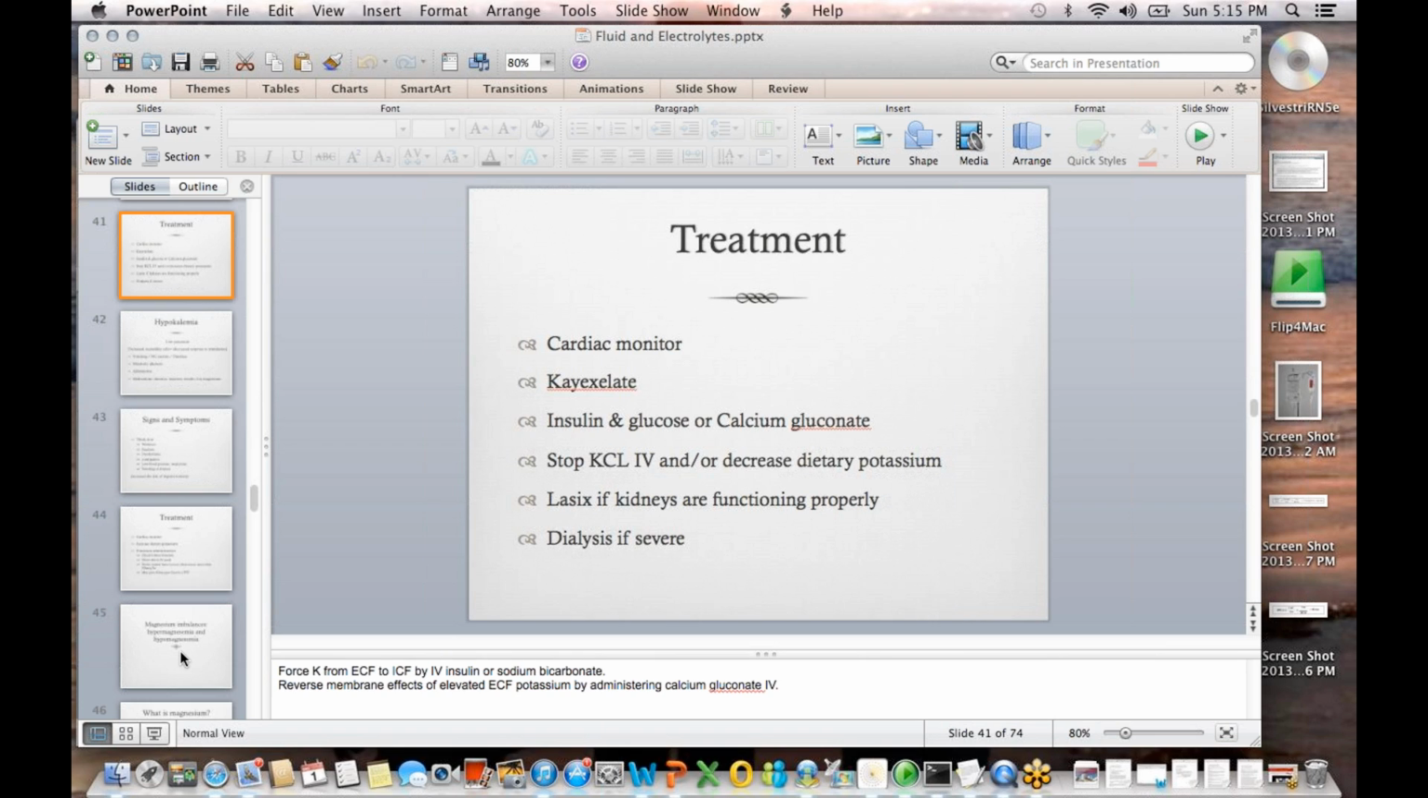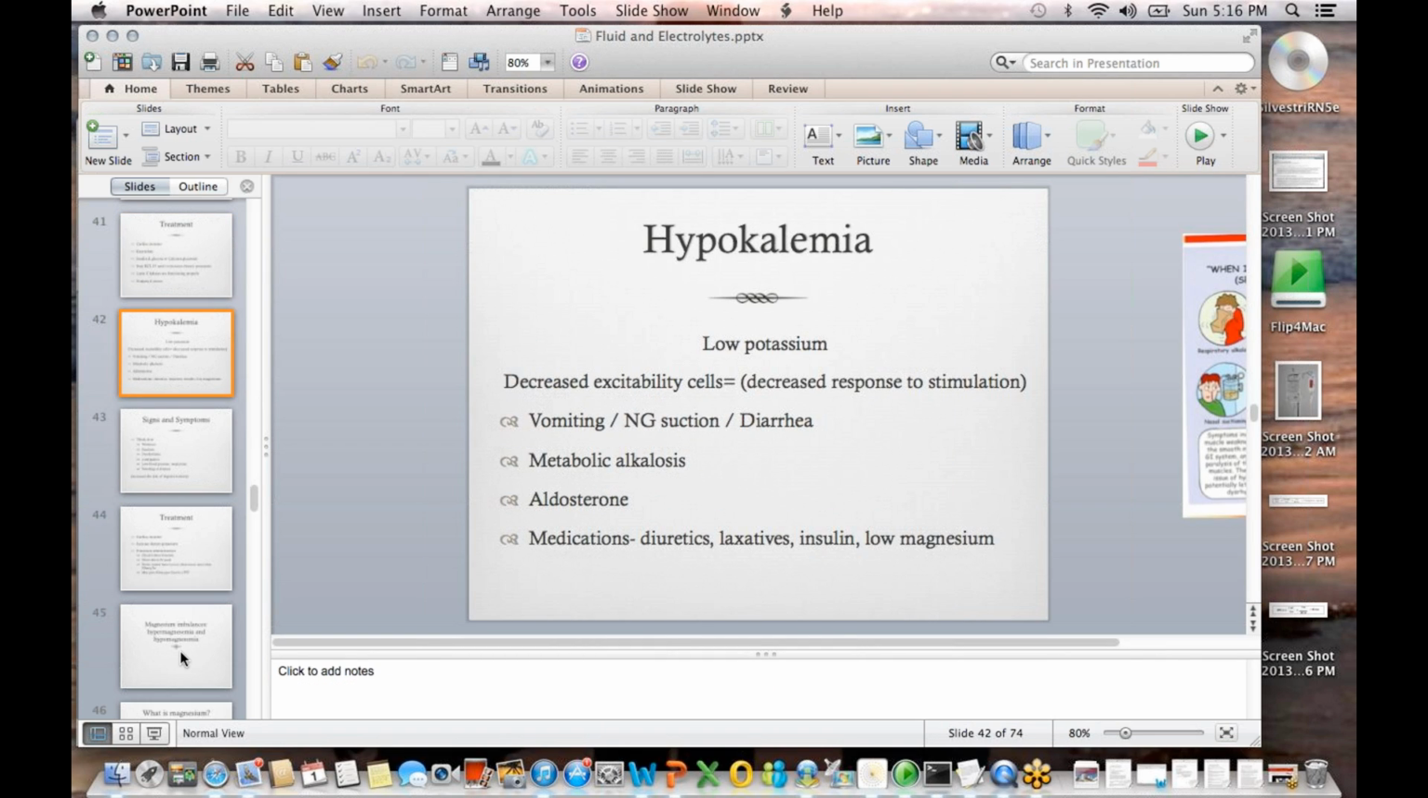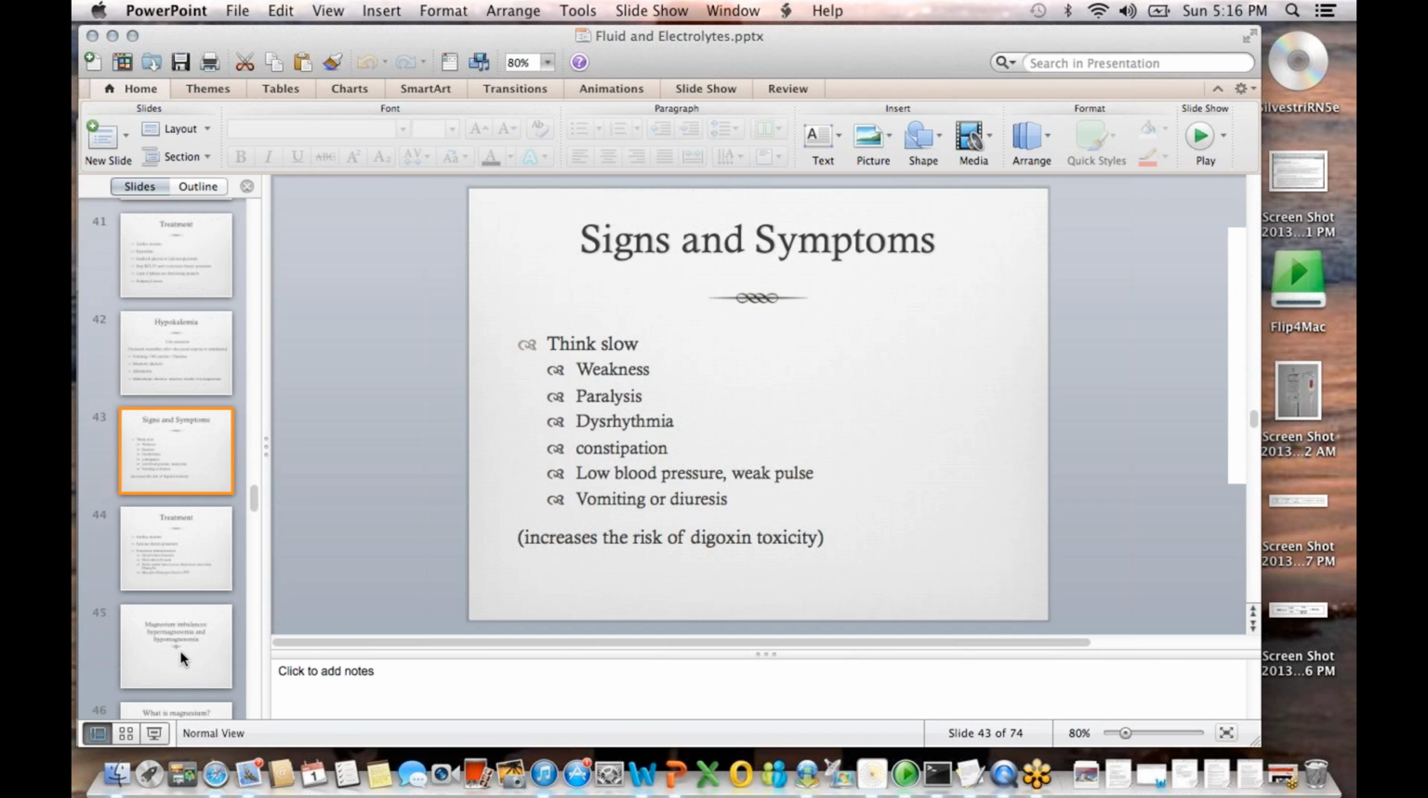Stop the potassium IV or stop the dietary supplements. Check and see if they're taking salt supplements. Sometimes you'll see that as a cause for high potassium. And then sometimes you can give Lasix to cause the excretion of potassium, but you want to watch their fluid balance as well and their kidney function.